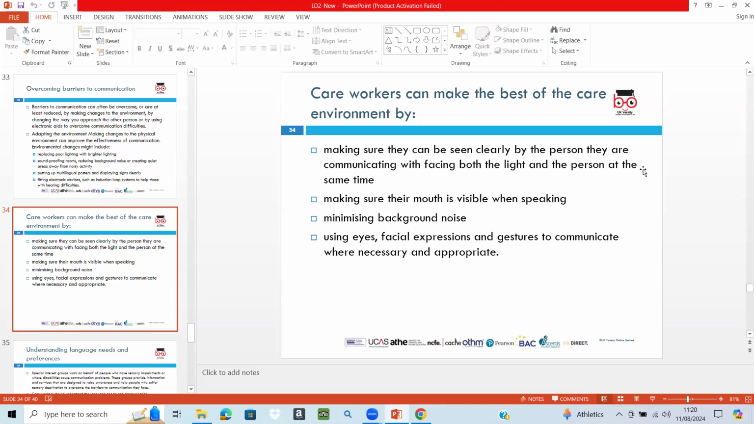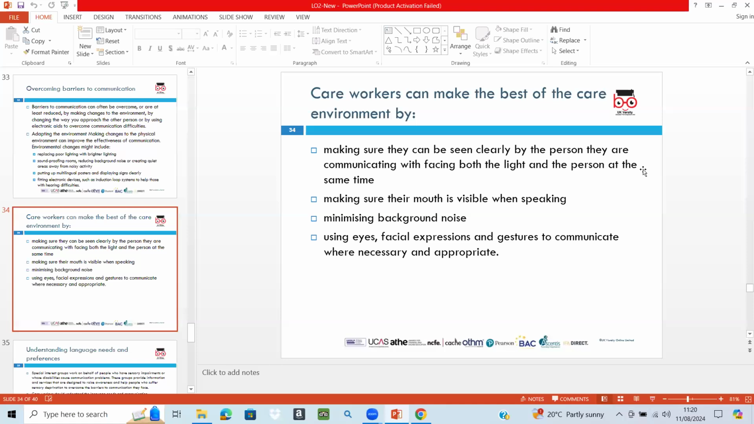Then we can say soundproofing rooms as well. Reducing background noise can make it easier for service users to concentrate on what's being said. For example, soundproofing a consultation room or using a quiet area away from busy hallways can help service users focus better on their discussions with healthcare providers.